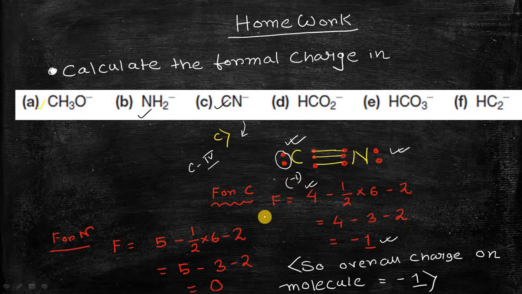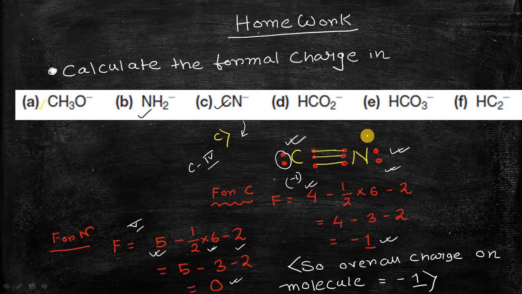Okay, and in case of nitrogen, nitrogen is a group 5 element, so the number of valence electrons is equal to 5 and the number of bonding electrons is 6, so we have to assign half of 6. And similarly, like carbon, it has 2 unshared electrons, so we have to fully assign these 2 unshared electrons, that is 2. So the formal charge for the nitrogen atom is 5 minus 3 minus 2, which is 0.